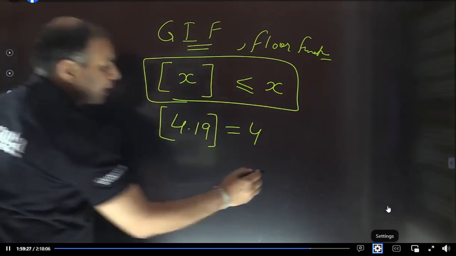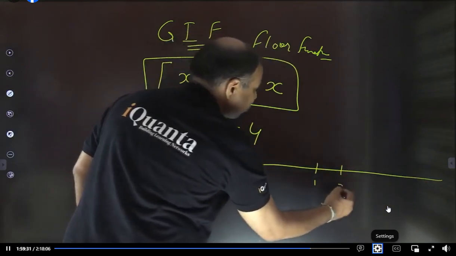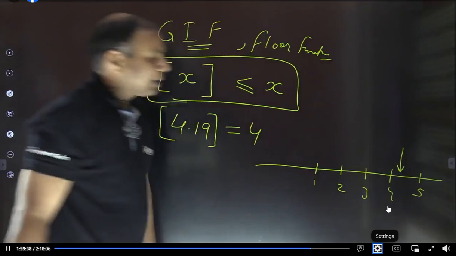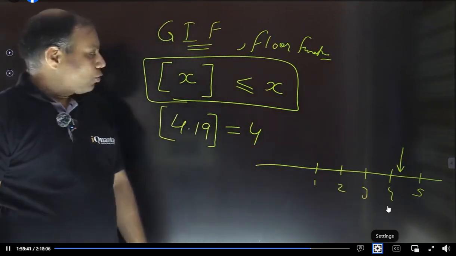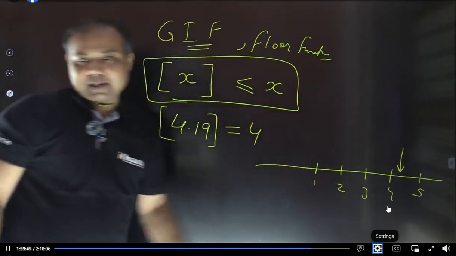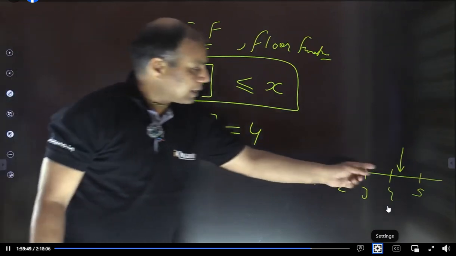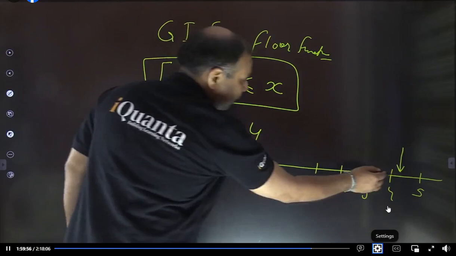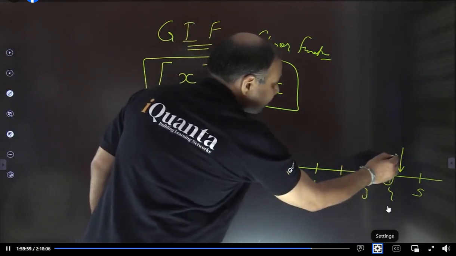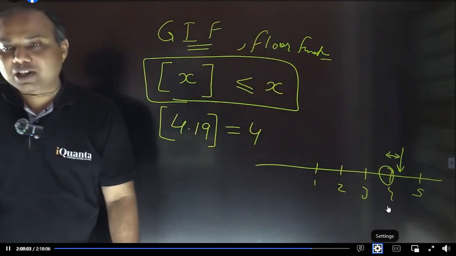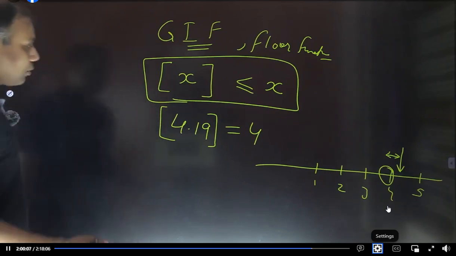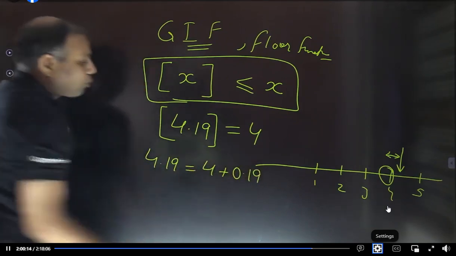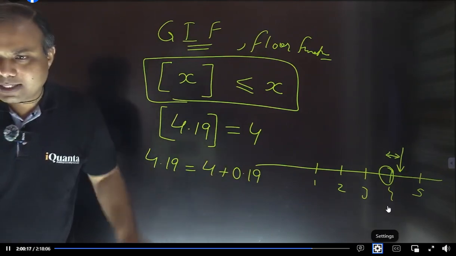Now see on the number line: 1, 2, 3, 4, 5. This 4.19 lies somewhere ahead of 4. So the greatest integer value will always be just before that. If it is not an integer, the greatest integer will be the previous integer, that is 4 in this case. So 4 is the integral part of this number. The remaining value is called the fractional part of the number. So 4.19 is equal to 4 plus 0.19. This 0.19 is considered the fractional part of the number. Is it fine so far?